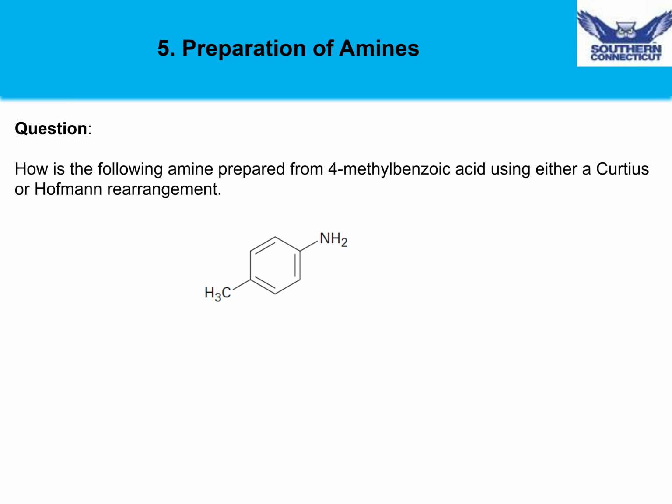How could the following amine be prepared from 4-methylbenzoic acid using the Curtius rearrangement or the Hofmann rearrangement? So the question is asking us to synthesize this aniline, or another way of looking at it, a primary amine, from 4-methylbenzoic acid, which is this compound here.